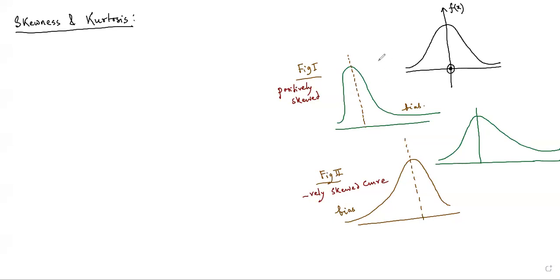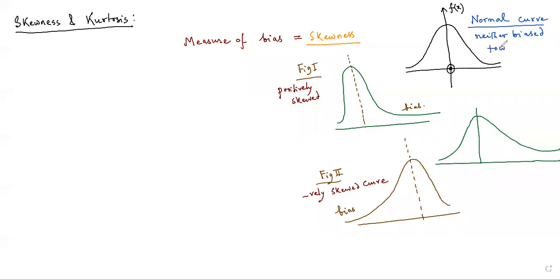Okay, and the measure of the bias that is happening to these two curves is calculated by a quantity which is called skewness. By skewness, we actually mean how much the curve is biased towards one half of the vertical part, be it the right half or be it the left half. But when it is about a normal curve, we can immediately say that normal curve is neither biased towards the positive side nor biased towards the negative side. And hence, normal curve is actually called symmetric curve.